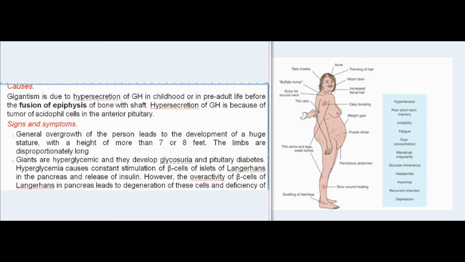Giants are hyperglycemic and they develop glycosuria and pituitary diabetes. Hyperglycemia causes constant stimulation of beta cells of islets of Langerhans in the pancreas and release of insulin. However, the overactivity of beta cells of Langerhans in pancreas leads to degeneration of these cells and deficiency of insulin, and ultimately, diabetes mellitus is developed.